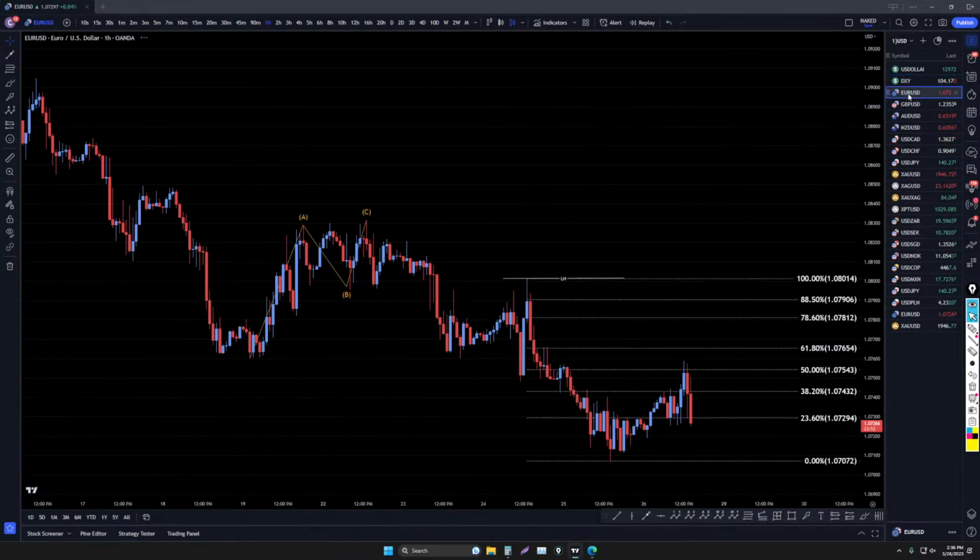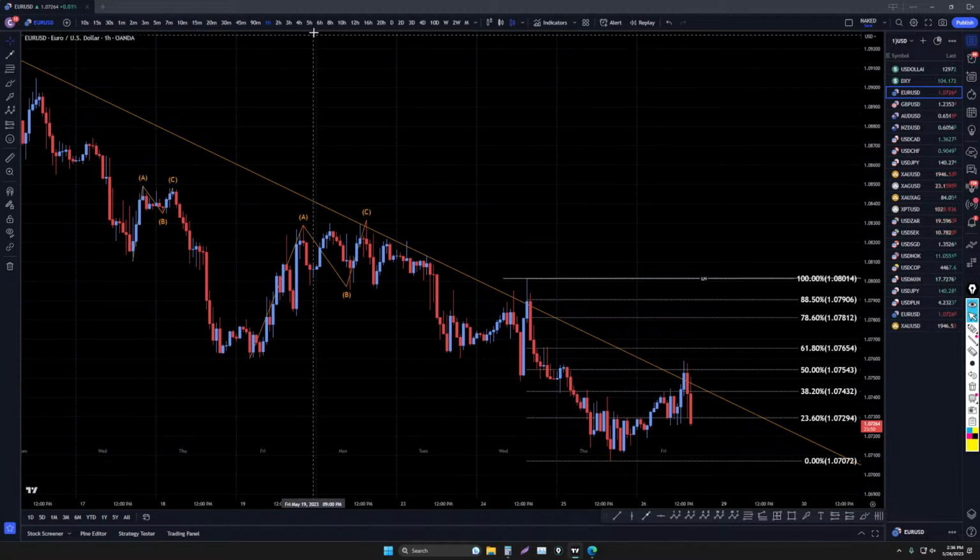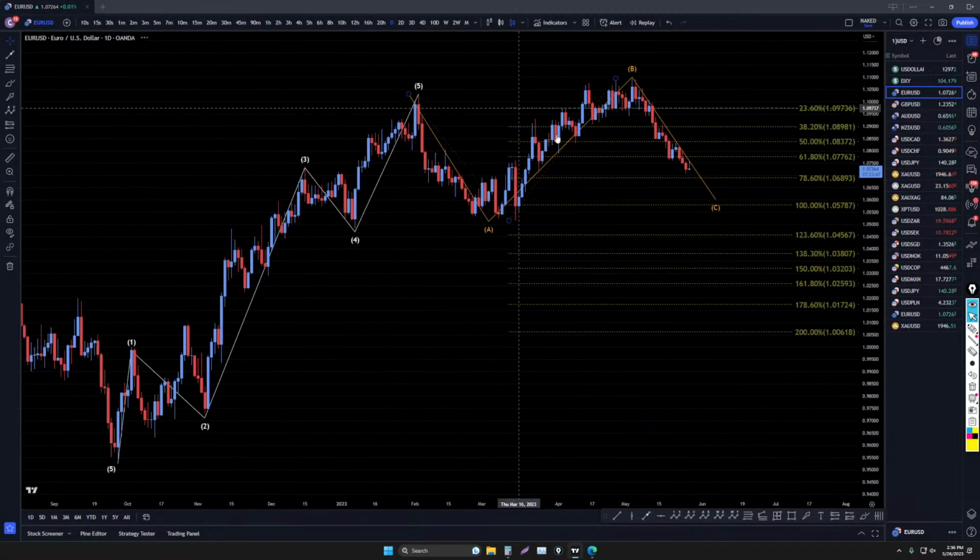So now let's go and check out some of these other dollar pairs, see if we can figure this out. If we think that the dollar is going up for a 5, then these dollar pairs may be going down for a 5 also. So let's start off with the euro dollar.